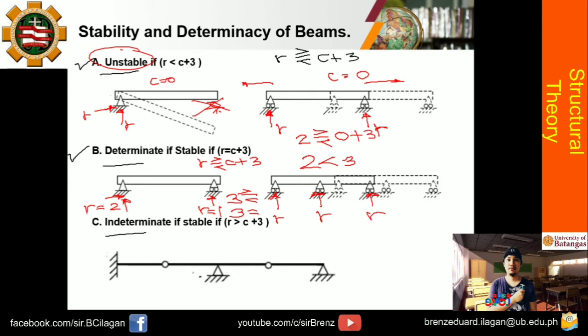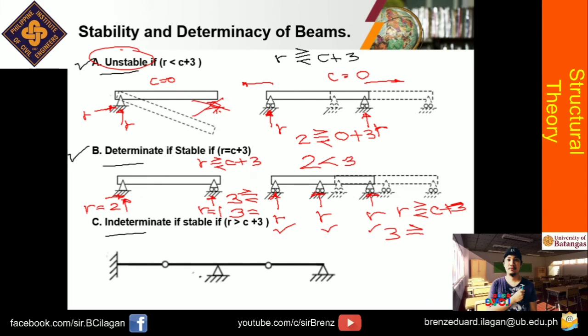So meron siyang tigisa. If you again apply the equation R is greater than, equals, or less than C plus 3. Again, wala ka namang internal hinge or internal roller na binigay. That is 1, 2, 3. So 3 is greater than, equals, or less than C, which is 0, plus 3. So 3 is equals to 3. So this problem is papatak dun sa category na statically determinate.